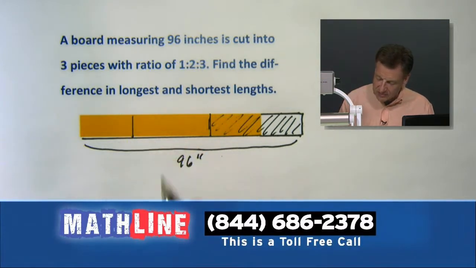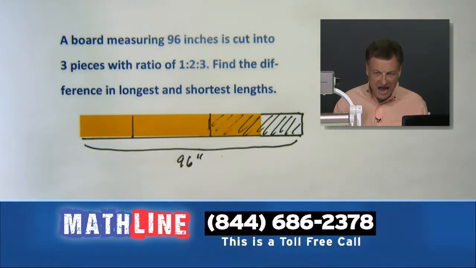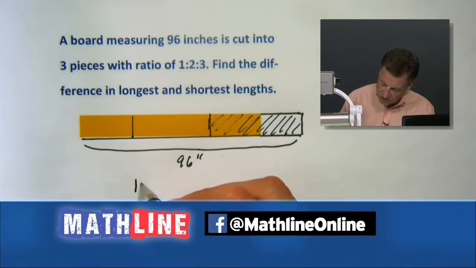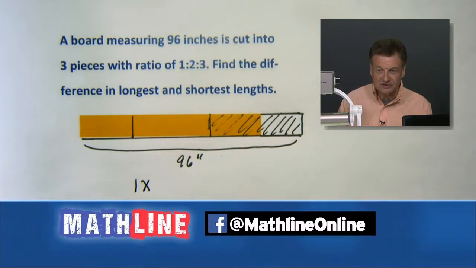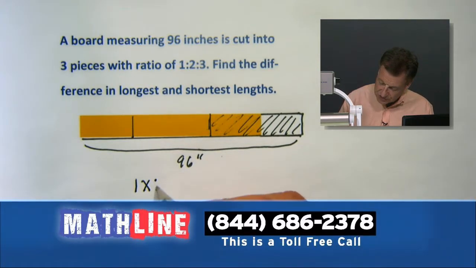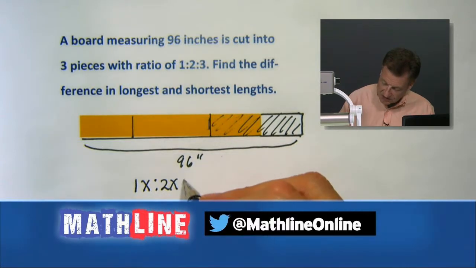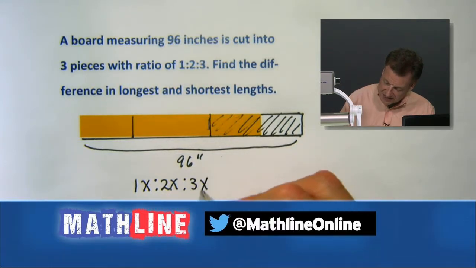So we're going to break them up. And you say, well, Ernie, how are we going to figure that out? And the easiest way I know is that we need to multiply that 1 by something. We need to multiply that 2 by something, the same thing, by the way, and we need to multiply that 3 by something.